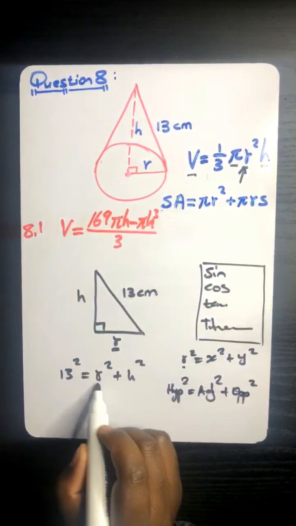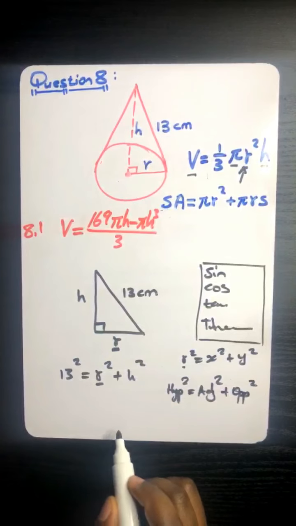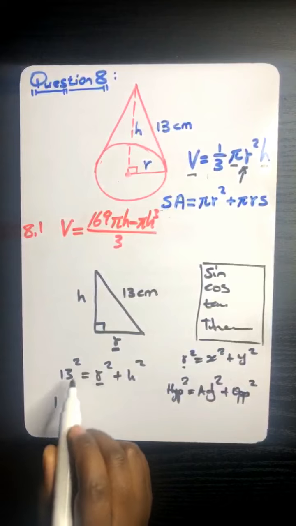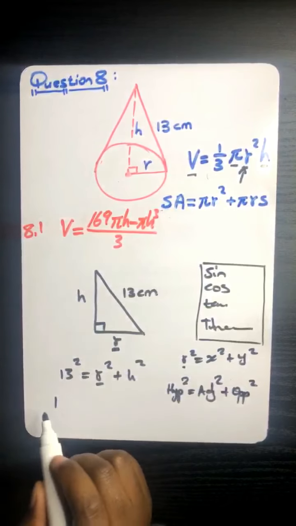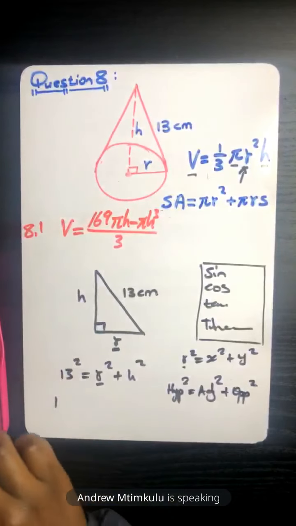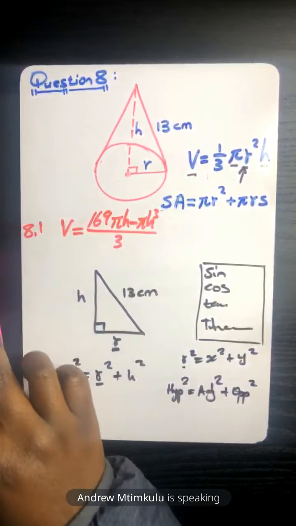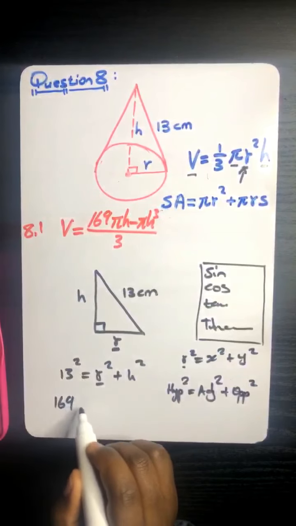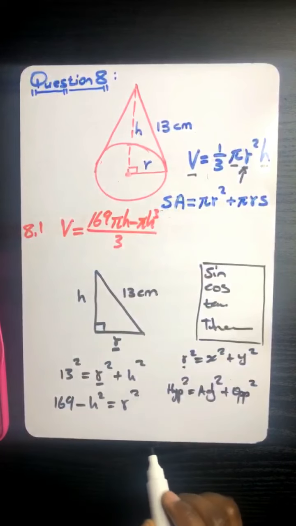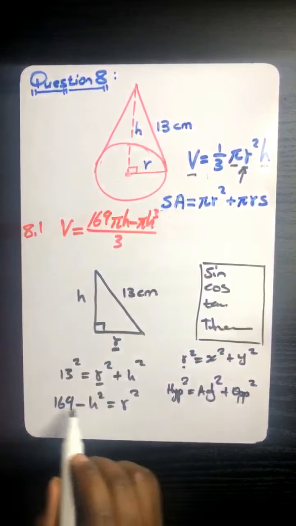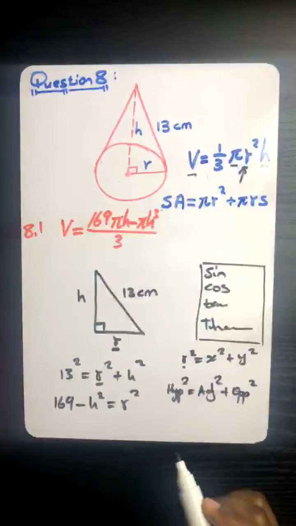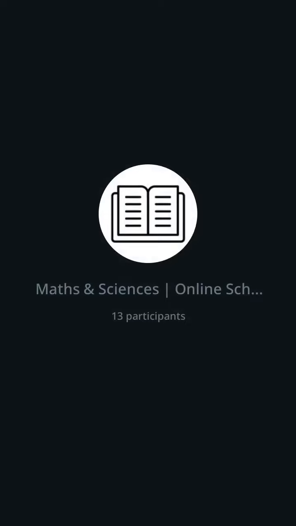If we want to make this the subject of the formula, we can say 13 squared. What is 13 squared, guys, as a number? Do we know? Is there someone who knows? 169. 169 minus h squared is equal to r squared. Did I lose you guys on this one? Did I lose you there? No, sir.